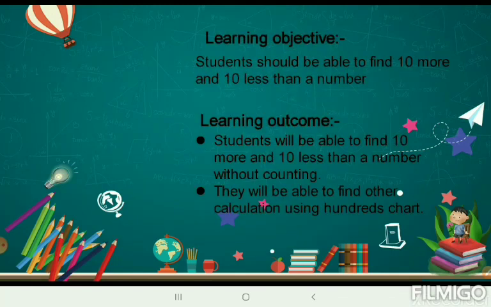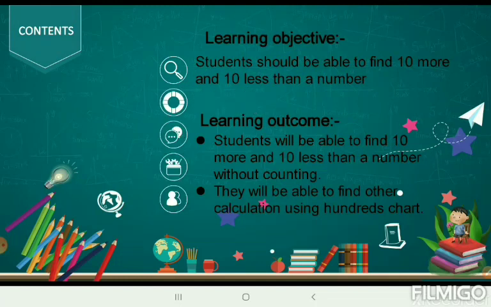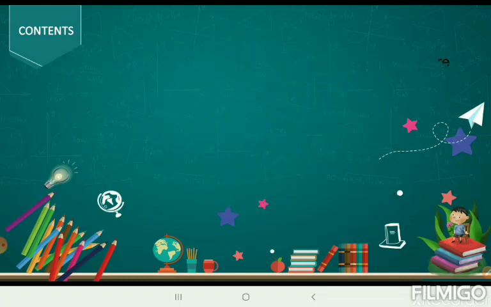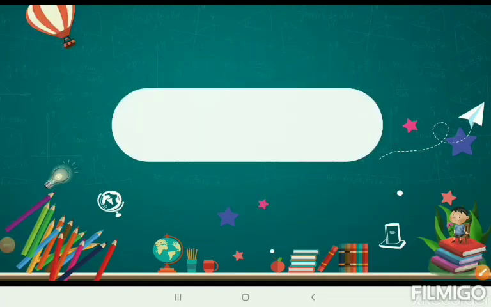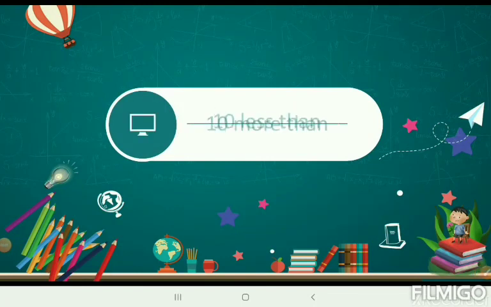So the learning objective of today's class is that students should be able to find 10 more and 10 less than a number, and at the end of the class students will be able to find 10 more and 10 less than a number without counting, and they will also be able to find calculations using the hundreds chart. So let's start with our topic, that is 10 more than, 10 less than.